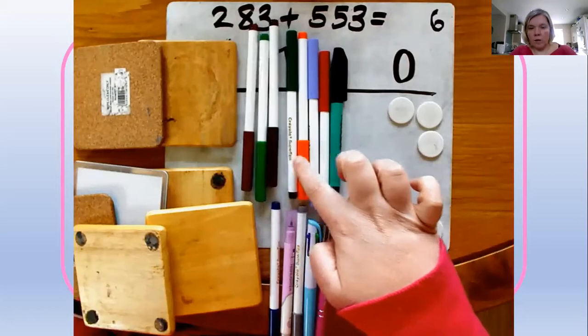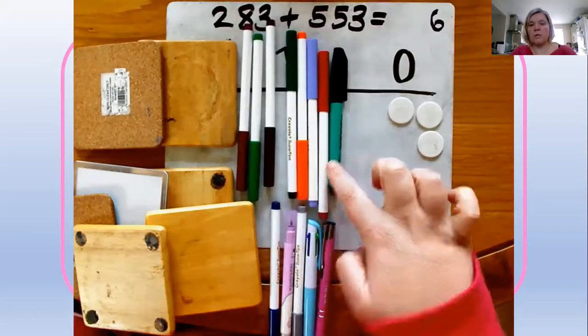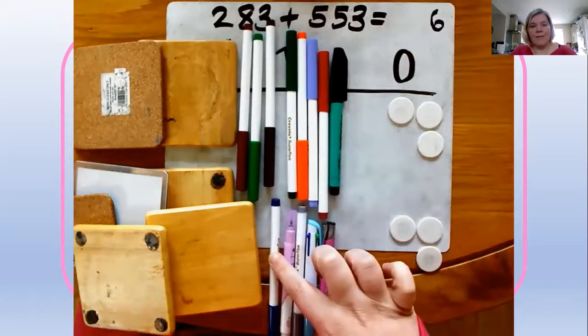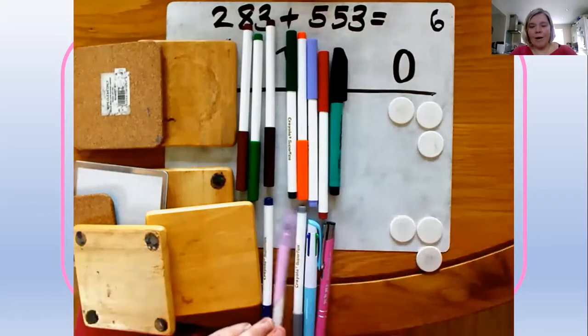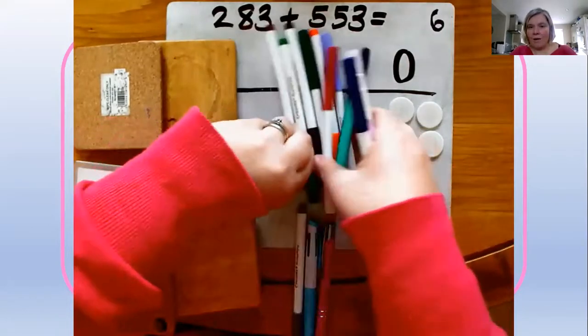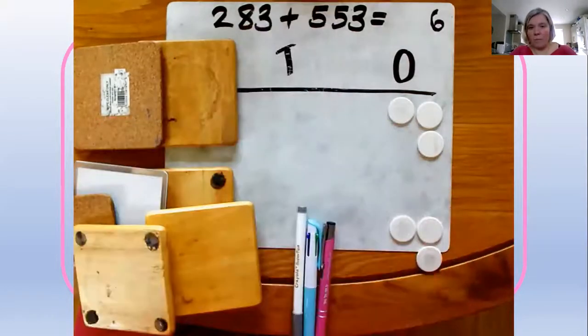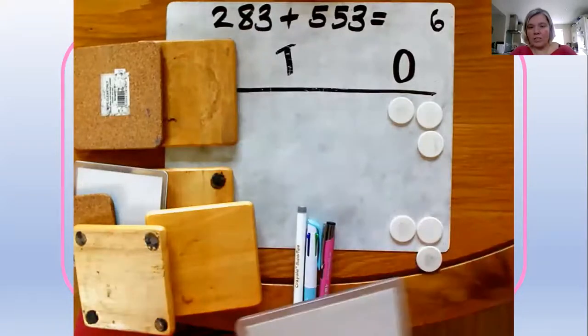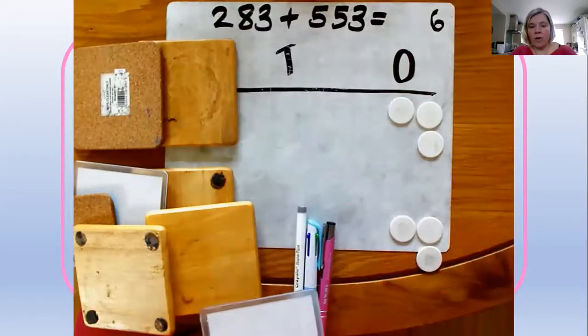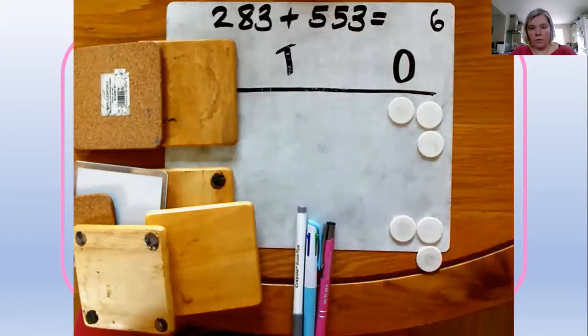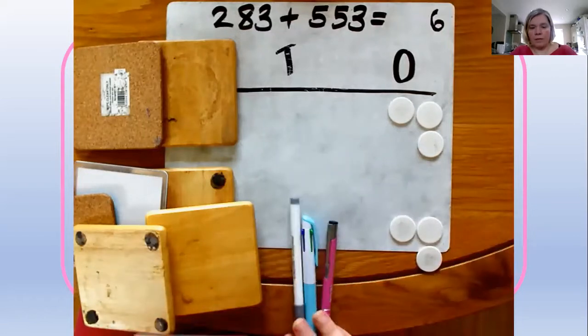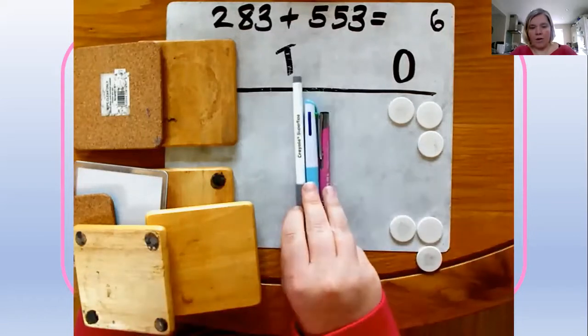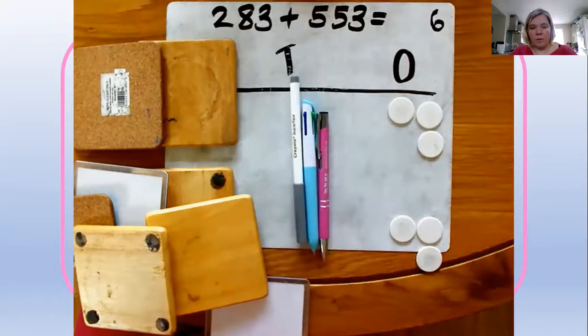Oh, have I got 8? Just need to check. Yes, I have got 8. 9, 10. I've now reached 10. I can't have 10 in one column, so I have to exchange 10 tens for another 100. Okay, so as I said, I'm running out of room, but there is my extra 100.